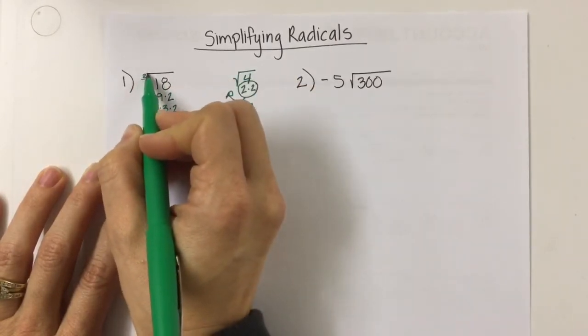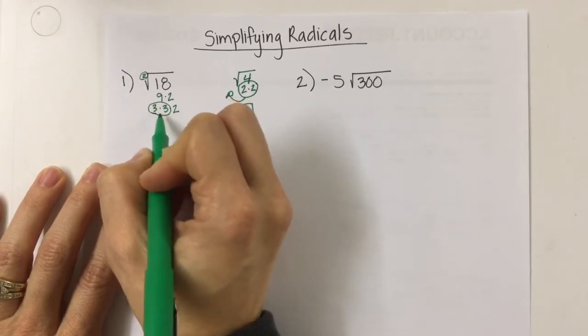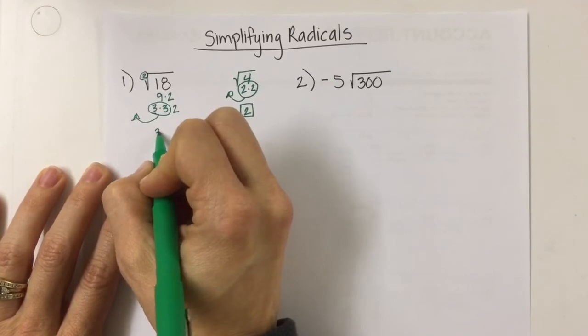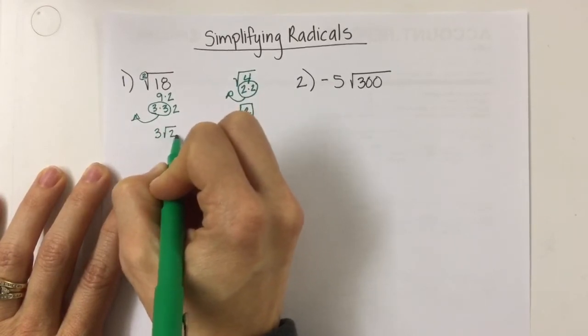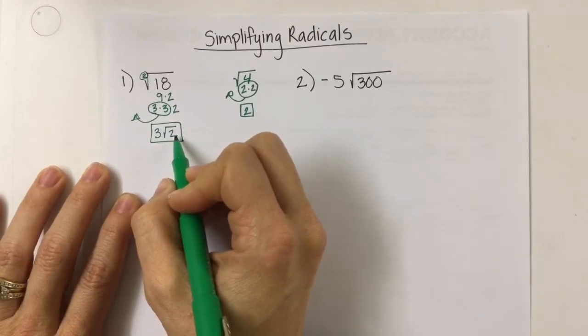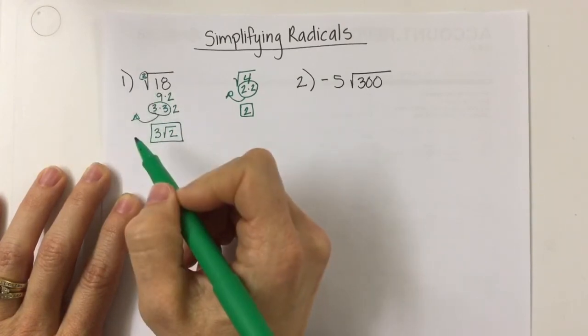Once we have 2 of the same number, then we have a perfect square. The perfect square gets to come out of our radical. So this would simplify to 3 square root of 2. Notice this 2 is staying inside because it does not have a pair with it. It can't come out of the radical because you need 2 of them to come out.